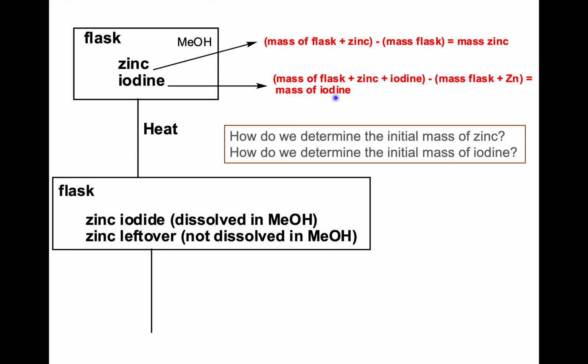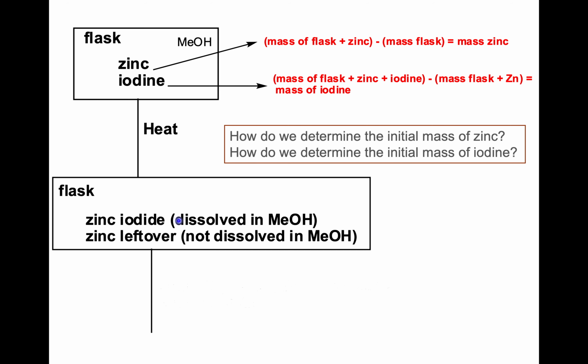Then you heat this up. The zinc will react with the iodine, forming zinc iodide. As I said earlier, the iodine is a limiting reagent, so there will still be some zinc left over. And the zinc will never dissolve in the methanol, but the iodine and the product zinc iodide will.